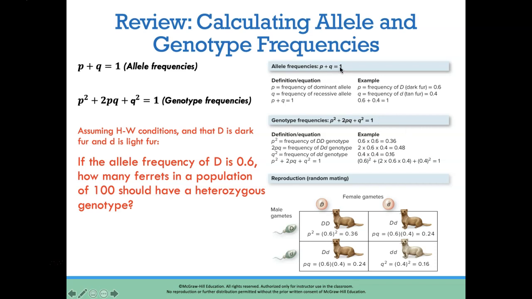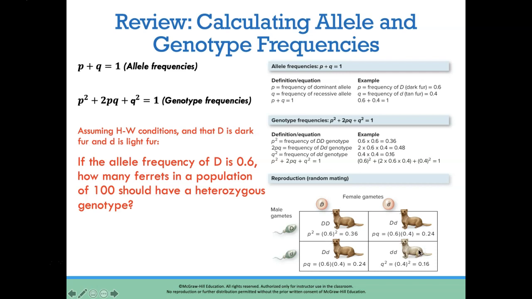Notice that P plus Q equals 1 talks about allele frequencies, whereas P squared plus 2PQ plus Q squared equals 1 talks about genotype frequencies. That's a very, very important distinction. So we know that 2PQ represents the frequency of heterozygotes. If my P is 0.6 and my Q is 0.4, that means that 2PQ should be equal to 2 times 0.6 times 0.4, or 0.48. So in a population of 100, you would expect 48 of those to be heterozygous in genotype.